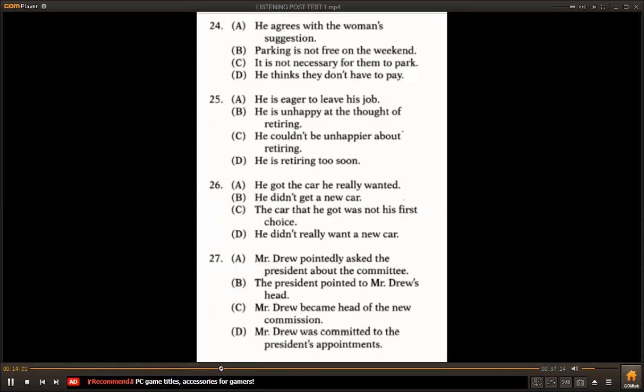Number 25. How is your boss feeling about his retirement? Oh, he isn't too unhappy to be retiring. What does the woman imply about her boss?